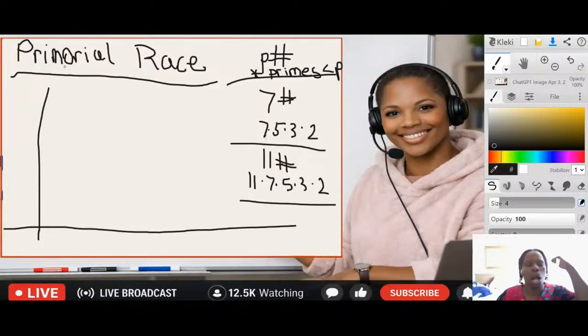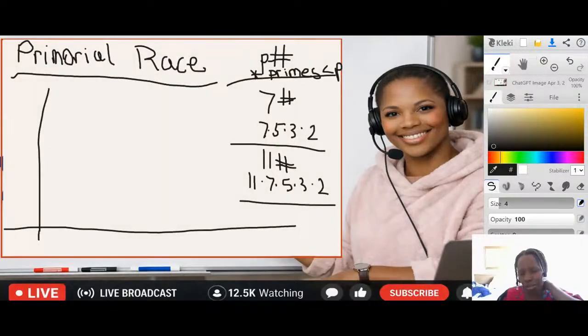Okay. So when I say primordial race, we're going to talk about this race to primes or race to infinity, when we start seeing these numbers get larger and larger, right? The primordials get bigger and bigger really, really fast. Okay, so let's go back to the board and do a dimensional analysis.